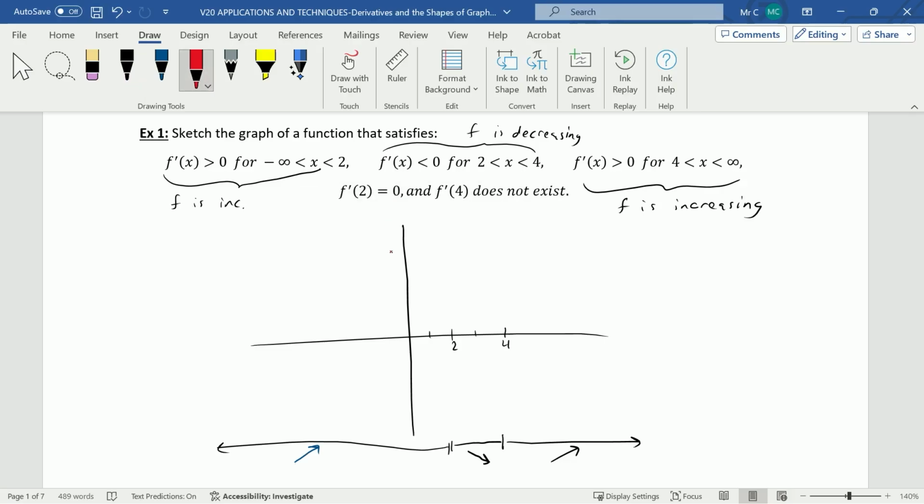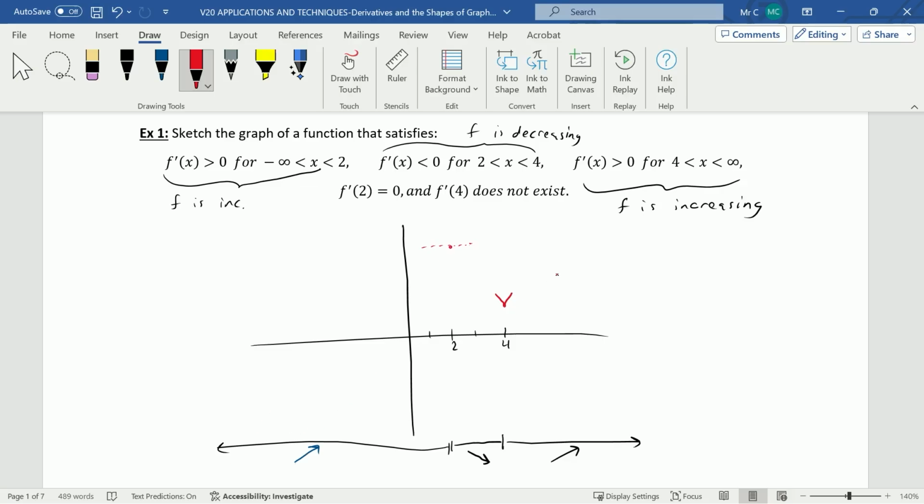at 2, I need a tangent line that's 0. So I'm going to plot it up here, a horizontal tangent line. And f prime of 4 does not exist means there should be a corner or a cusp or something like that. And since over the interval from 2 to 4 the graph is going down, I'm going to plot whatever point at 4 happens, I'm going to plot it below. So we'll put like a corner right there.